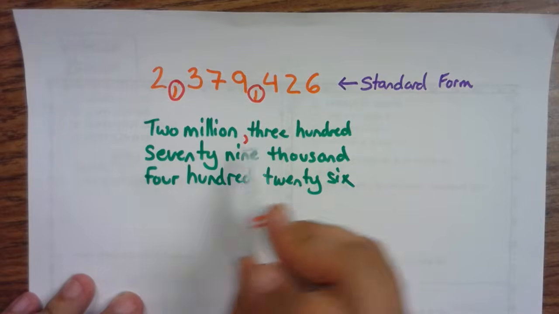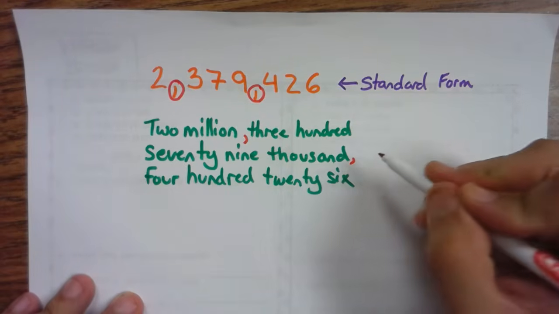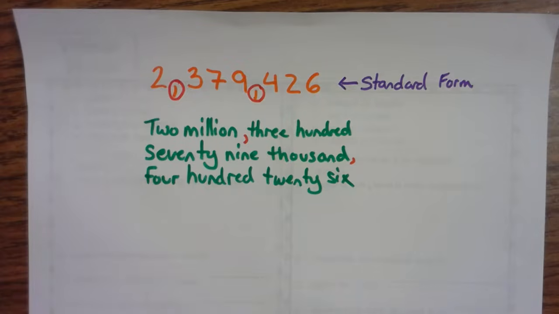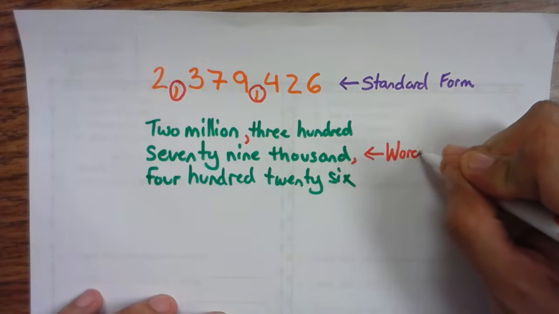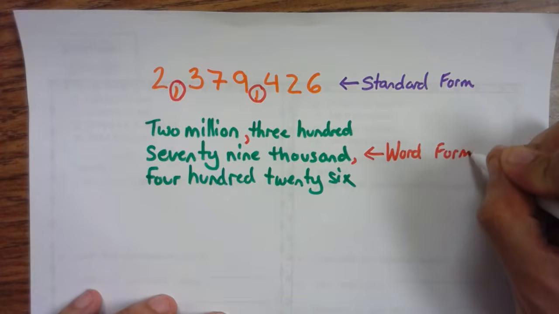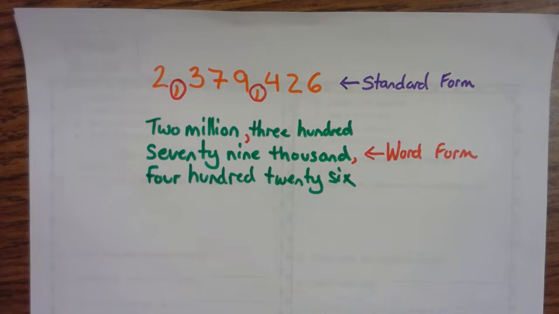I have another one that's right between the 379,000 and the 426. So 379,000, comma, 426. Right here, we have word form. And last but certainly not least, we have expanded form.